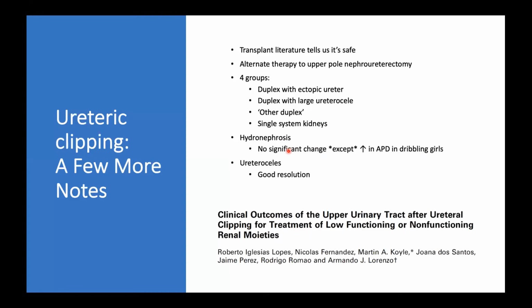in all groups, the APD of the upper pole does actually increase. But when they did their statistical analysis, it was only significant in the girls with incontinence. So even though there was still some persistent hydronephrosis and perhaps even increased hydronephrosis, it wasn't statistically significant. The ureteroceles, in particular, were very rewarding. The size of the ureteroceles was significantly decreased after the ureteric clipping.